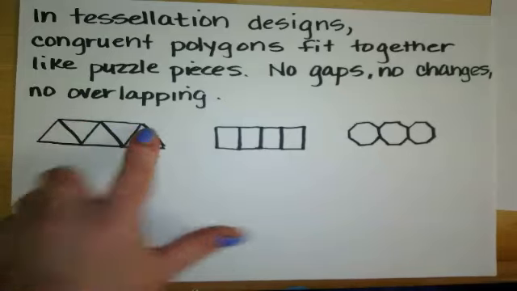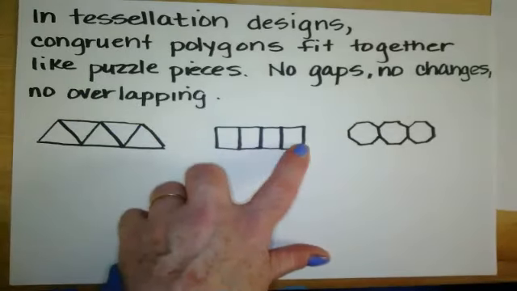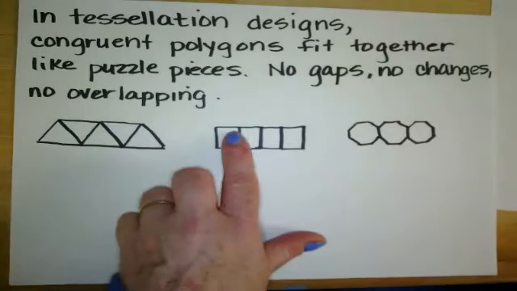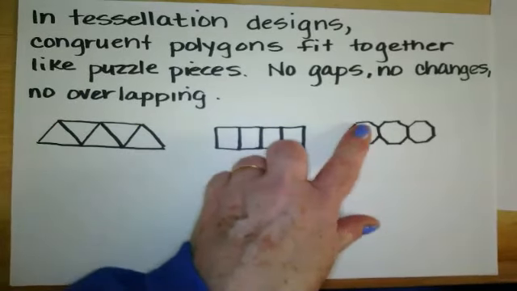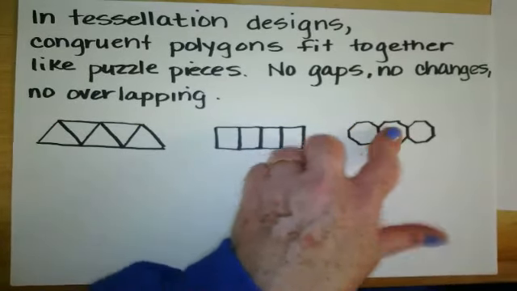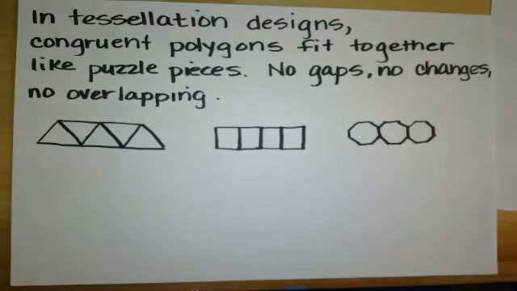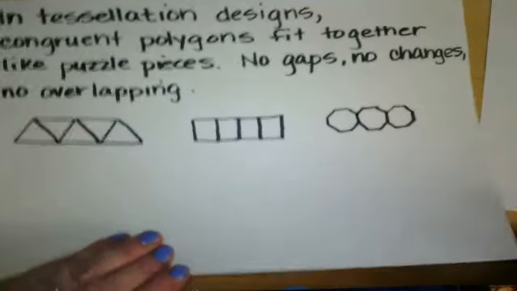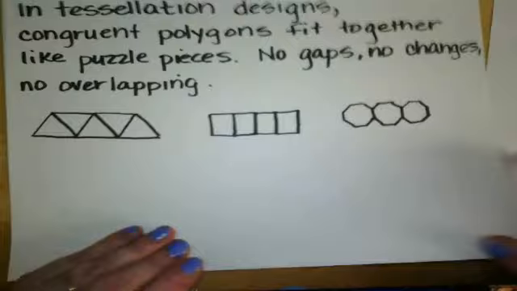These are all congruent. This is 4 squares in a row. They're all exactly the same, so these are congruent. These 3 octagons are congruent. So it's easy to make your own tessellations. But I want to show you some examples of some tessellations in this book.